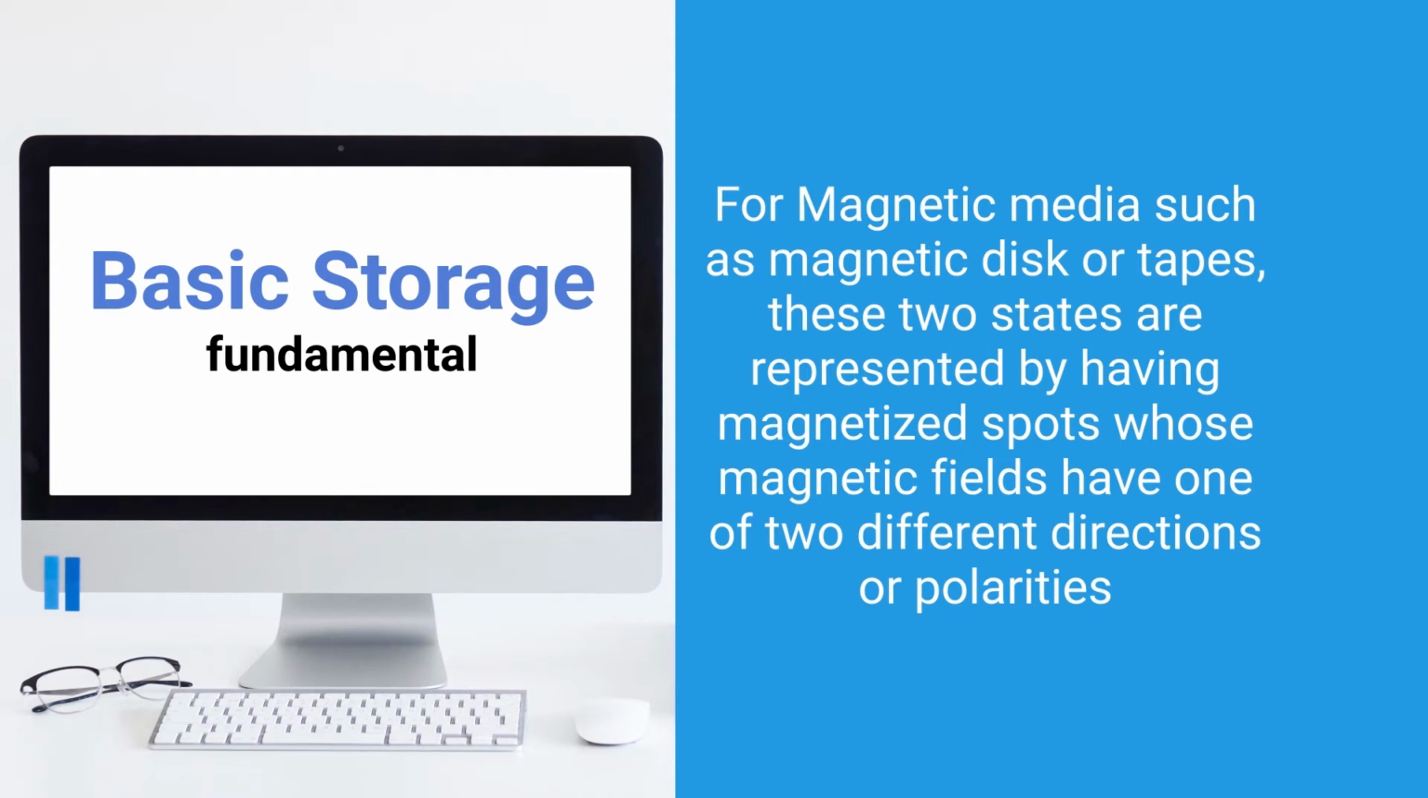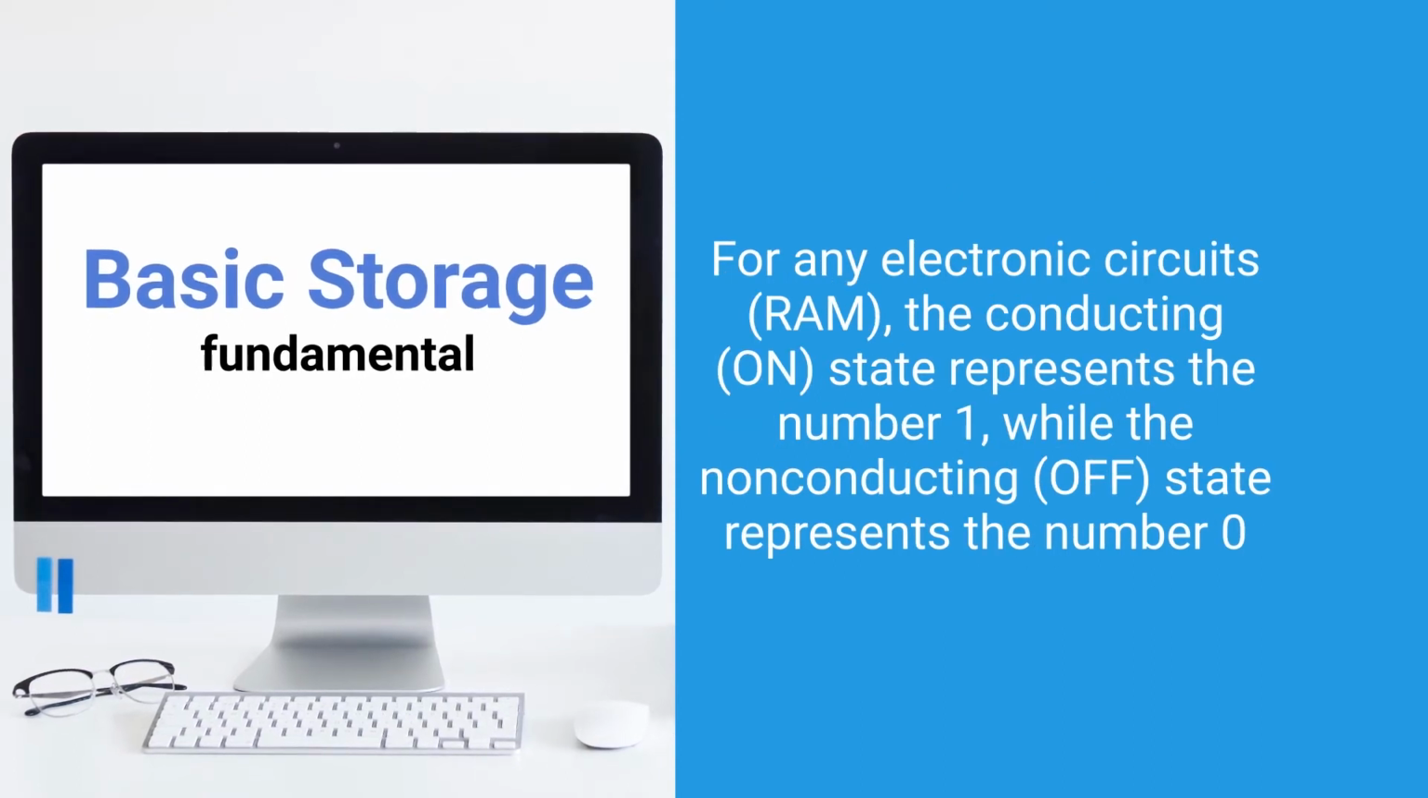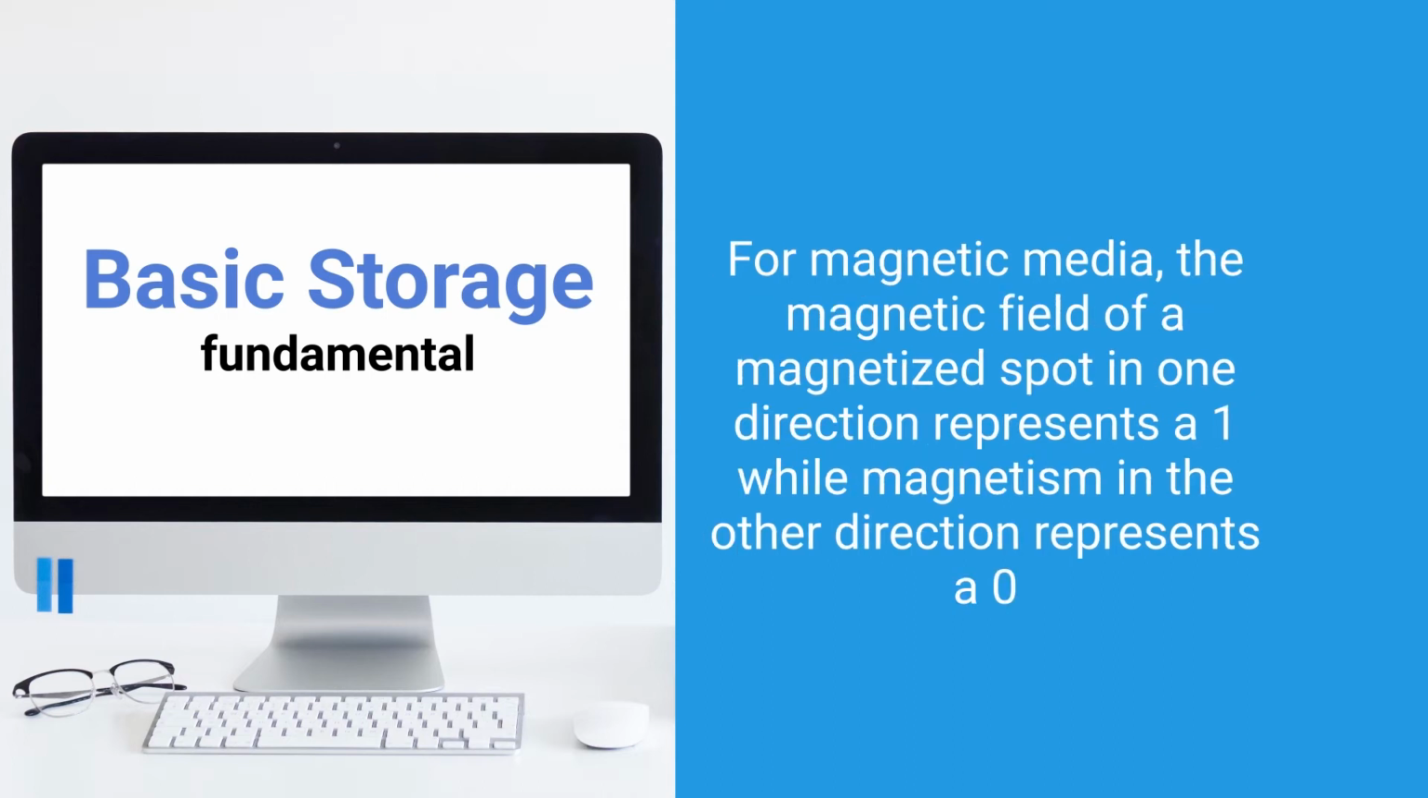So, primarily, in electronic circuits like RAM, the conducting, that is the on state, represents the bit 1, and the non-conducting, that is the off state, represents the number 0. Similarly, for magnetic media, the magnetic field of a magnetized spot in one direction represents a 1, while the magnetism in another direction represents 0.